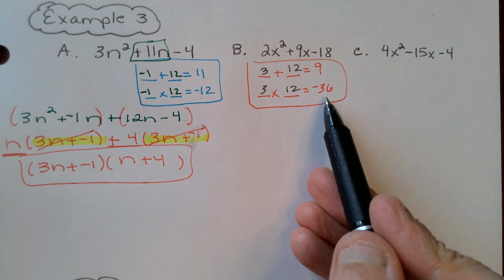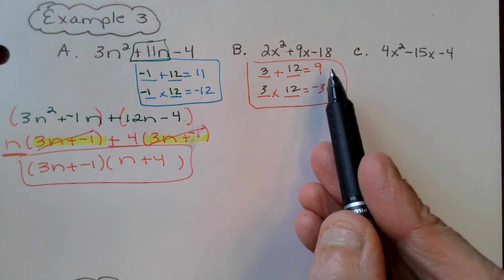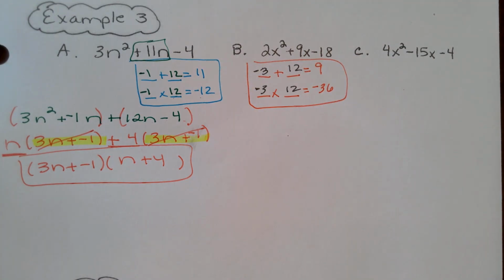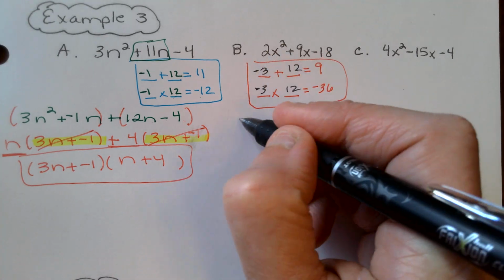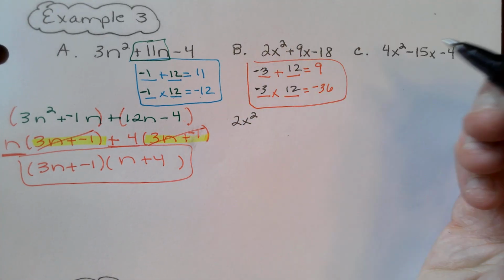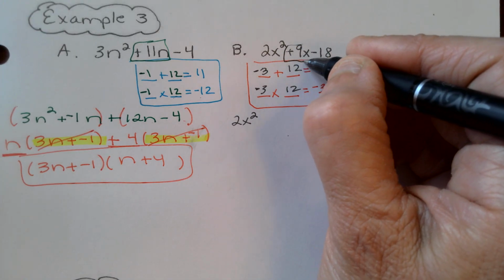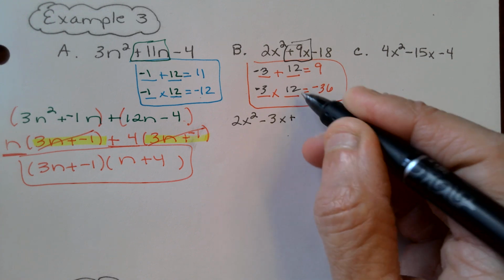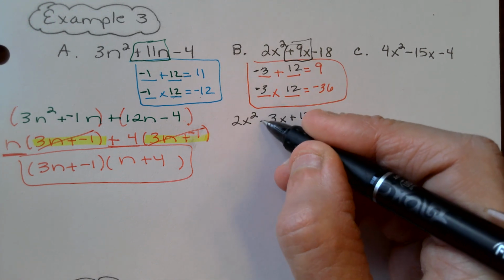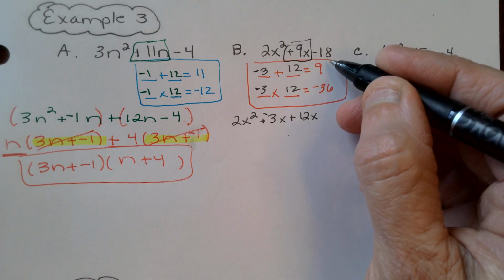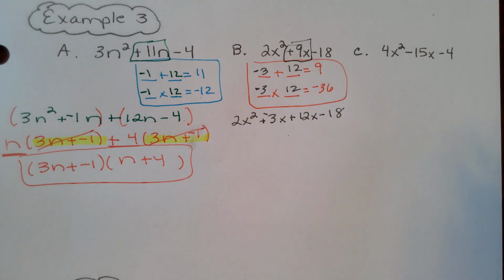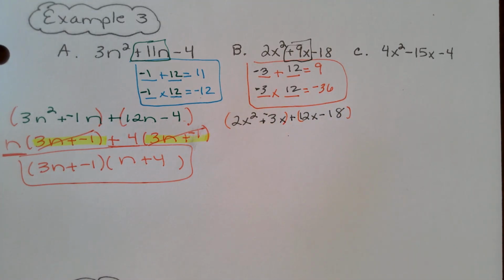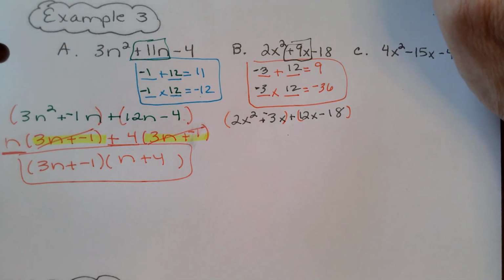Now we gotta look at the signs though, because this has to be a negative, so one of them has to be negative and that has to be positive. So that means this is gonna be my negative. All right, so now we're gonna rewrite it, write the first term and replace the middle term, minus 3x plus 12x. I can also put plus a negative 3x and minus 18. Now we will group them, and then we're going to factor out one.